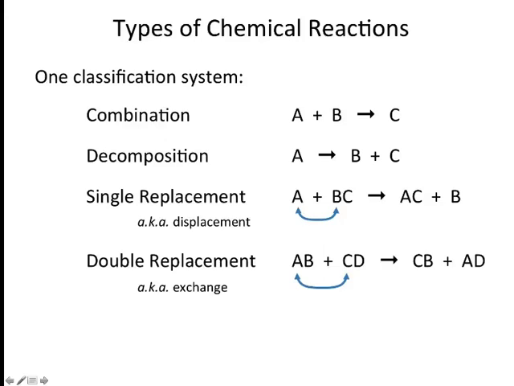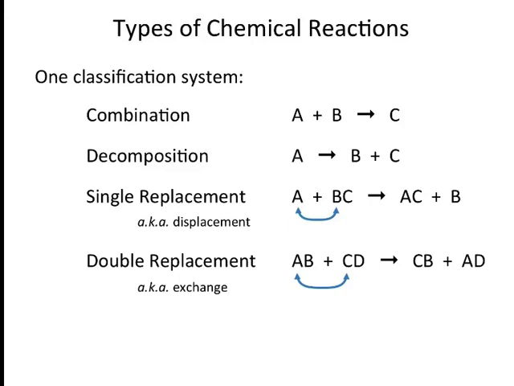Okay, so there's a number of different ways to classify chemical reactions. The stereotypical Gen Chem version is listed here. You can have a combination reaction where two things will come together and form a product. You can have a decomposition reaction where one product will dissociate into two different pieces. You can have a single replacement reaction where you have some ionic compound, BC, and then say the cation changes with a free cation, and this is often called displacement.